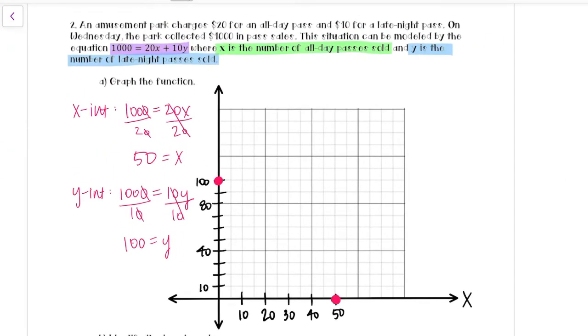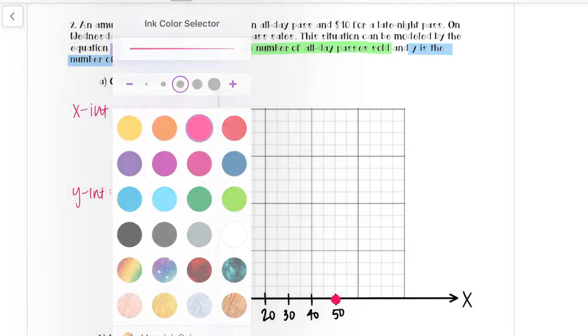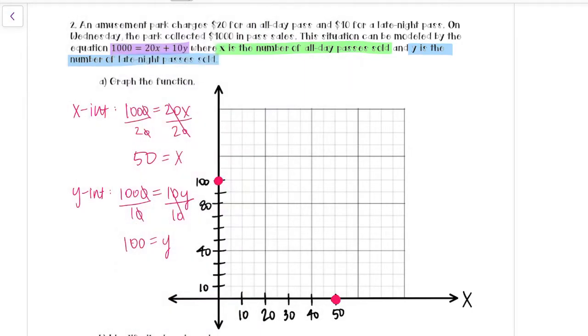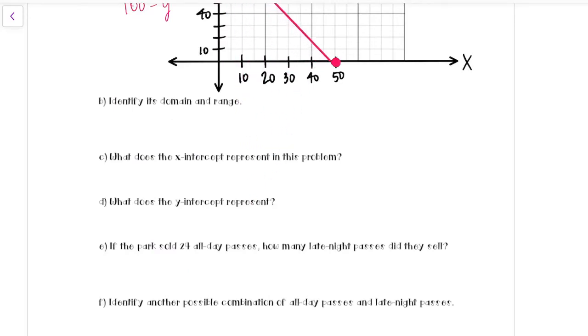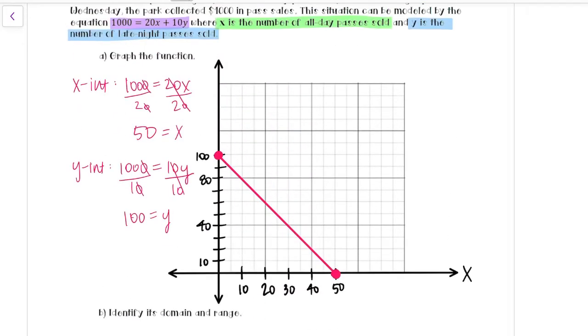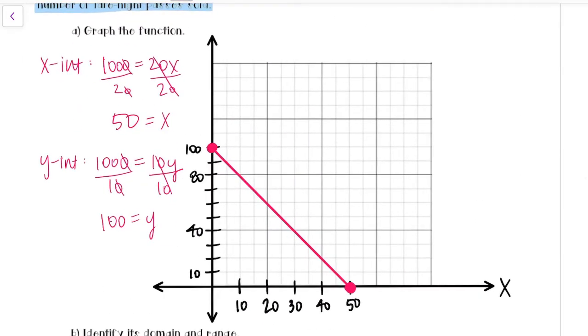Then we want to connect our points with a straight line. We will not want arrows on either end because our graph stops at those intercepts. You can't sell negative passes, whether they're the late night ones or the all day ones. So all we want to do is connect those 2 points with a straight line, and our graph will look like this.